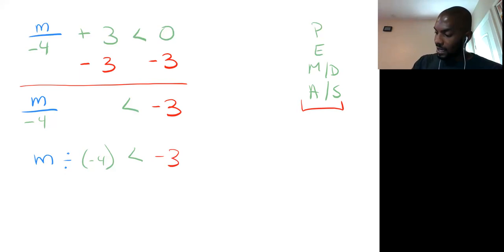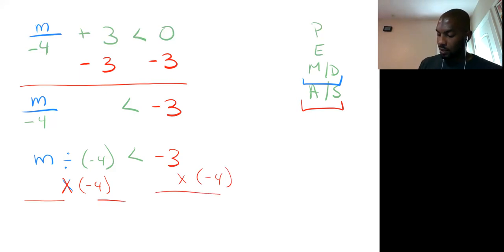I check my next step, multiplication and division. There is division. The opposite of division is multiplication. So instead of divided by negative 4, it's multiplied by negative 4. What I do to one side, I must do to the other. So negative 3 times negative 4. What do we get? This cancels each other out, the division and the multiplication. It leaves me with the m.